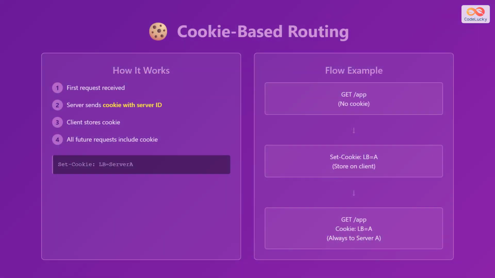Cookie-based routing is more reliable. On the first request, the load balancer routes the user to a server. That server responds by setting a cookie on the client's browser containing the server identifier. On all subsequent requests, the client includes this cookie. The load balancer reads the cookie and always routes to the specified server. This method is more resilient because it doesn't rely on IP addresses, which can change, especially for mobile users.